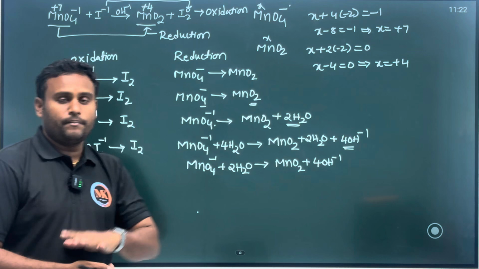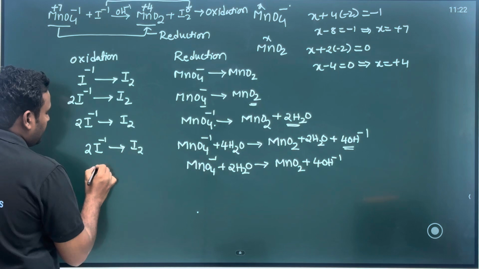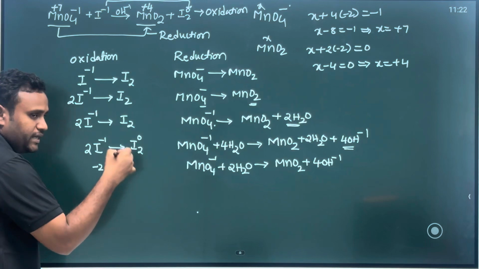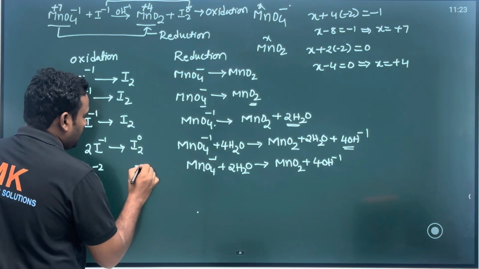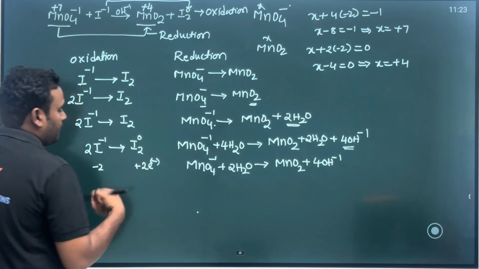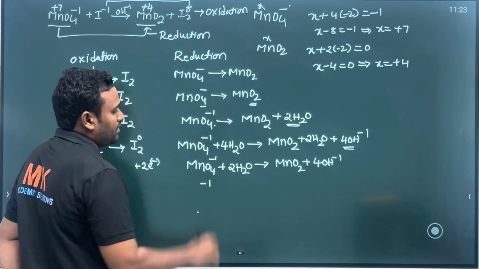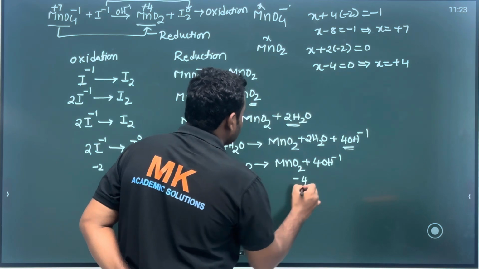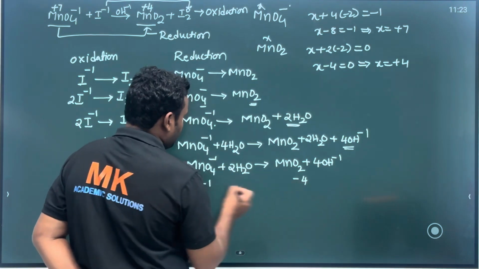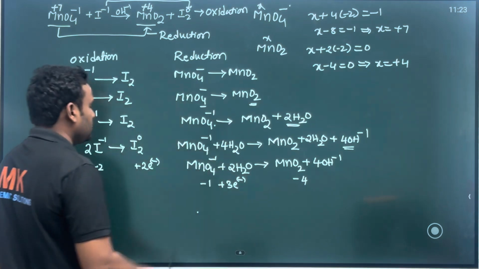Next step is what, children? Balance the charges. Here 2 into minus 1 is minus 2, here 0 is there. So we still need to reduce the charge by 2 units. So I am adding 2 electrons, and here it also becomes minus 2. And here, minus 1 is there, here minus 4 is there. So we need to balance the charges. Minus 4, still reduce. How much? 3 units to reduce. So you add 3 electrons here.